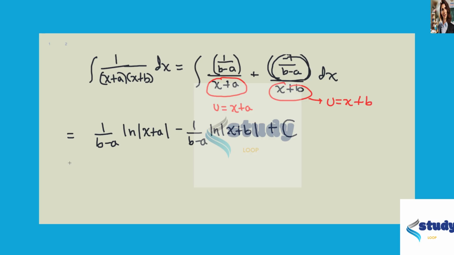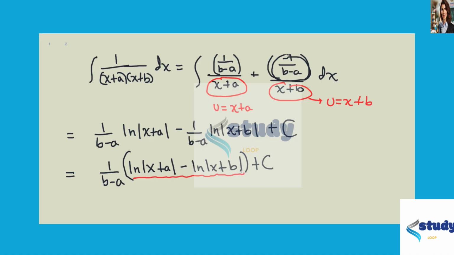The last thing to do here is just to simplify. We see that we can pull out 1 over b minus a from the first two terms. You have ln x plus a minus ln x plus b. Those are in absolute values. And then the last thing we can do, go ahead and use your log properties to rewrite this term in parentheses. We have 1 over b minus a, natural log absolute value, x plus a over x plus b, plus c, and there's our final answer.